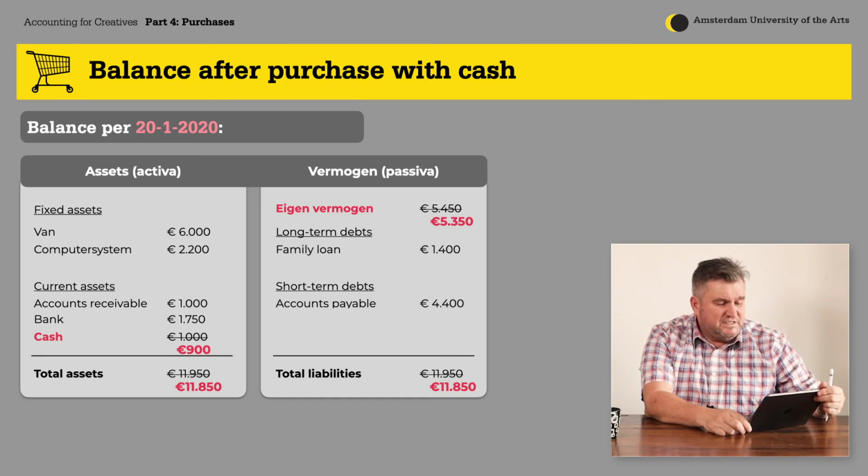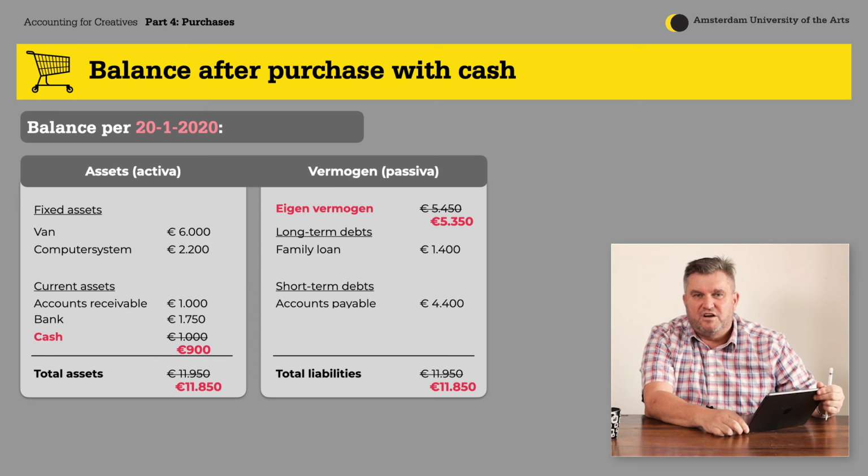Take a look at the balance sheet after this purchase. We see that the cash has decreased by 100 euros, from 1,000 to 900. And we see that the equity has decreased from 5,450 to 5,350, by the same 100 euros. And because both sides are decreased, the balance is still in balance. This is the effect of costs on the balance. It changes the equity.